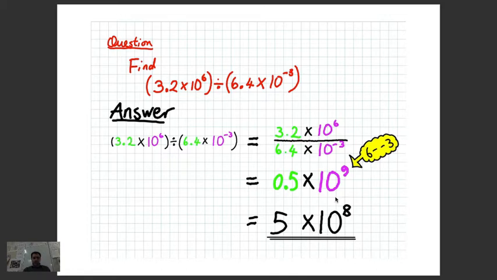But there's a problem with that. It's not in standard form because 0.5 isn't between 1 and 10. So what I've done is made it 10 times bigger. So instead of 0.5, I've made it 5. But then I need to make the other number 10 times smaller. So instead of 10 to the power of 9, I've made it 10 to the power of 8. So final answer, 5 times 10 to the power of 8. And that's in standard form.